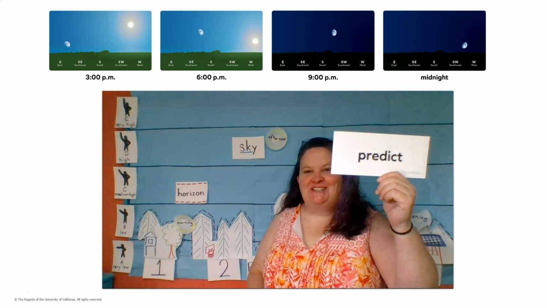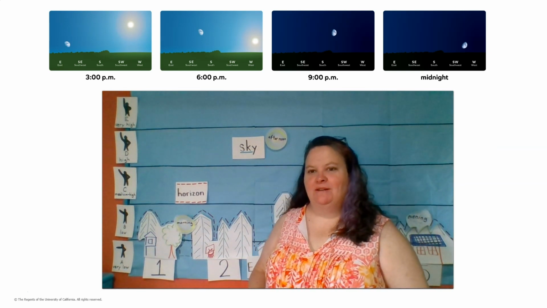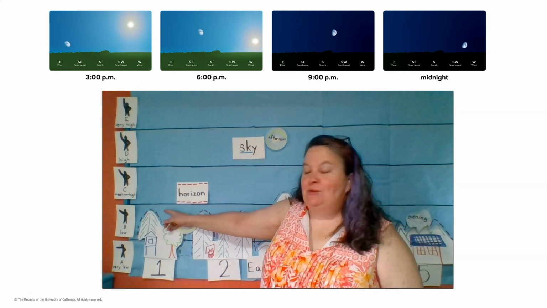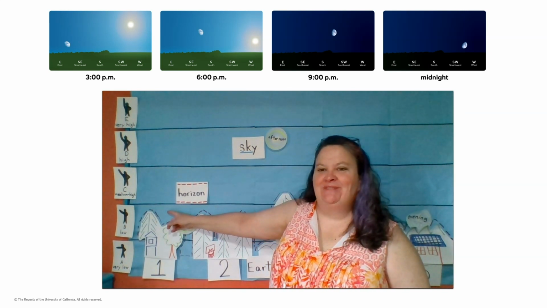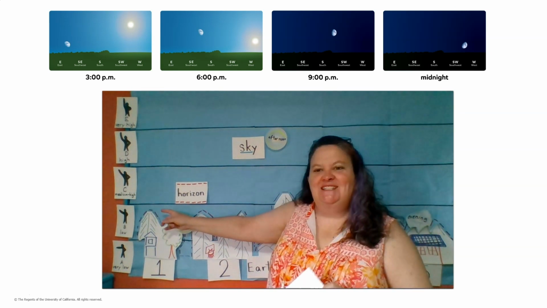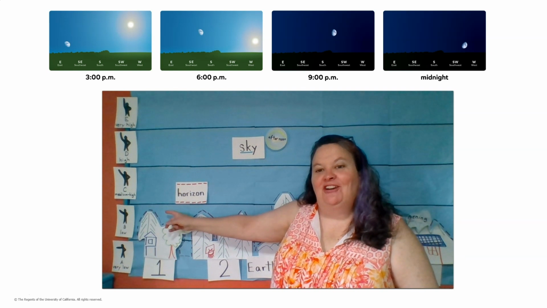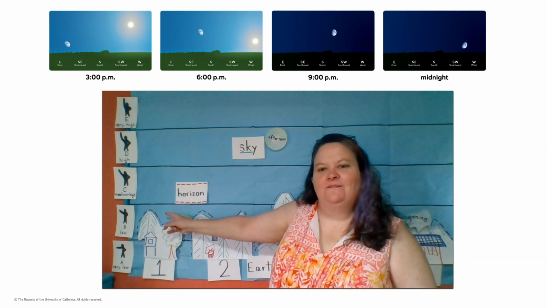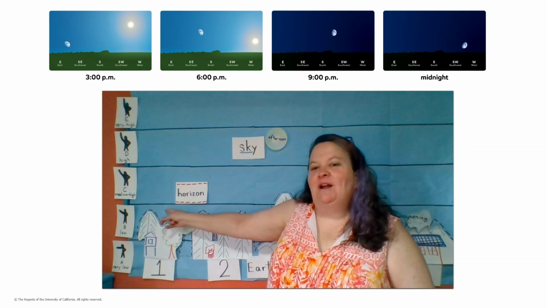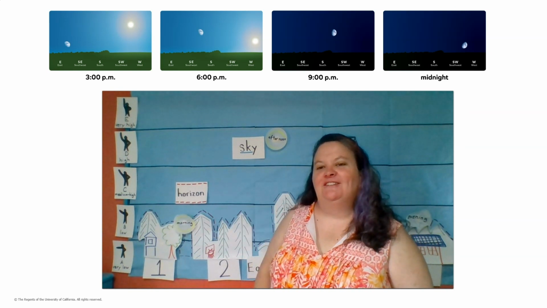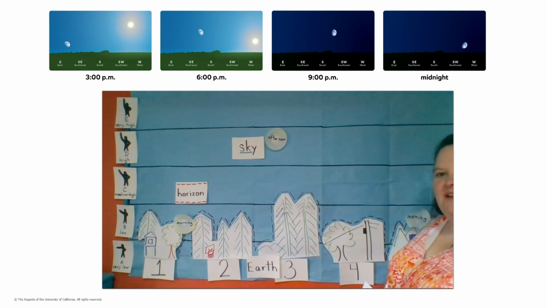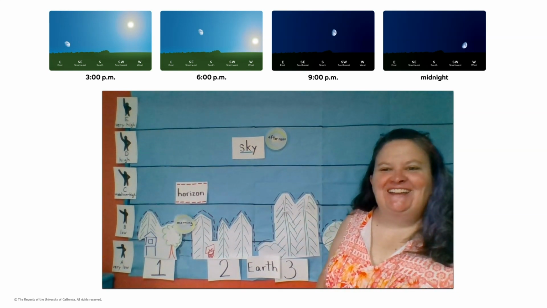Let's make some predictions about what we think about the moon. So let's imagine that we saw the moon right here, okay? Where do you predict you would see the moon a little while later? Go ahead and point to the screen. If the moon was here, where do you think you'd see it a little while later? Why do you think that?